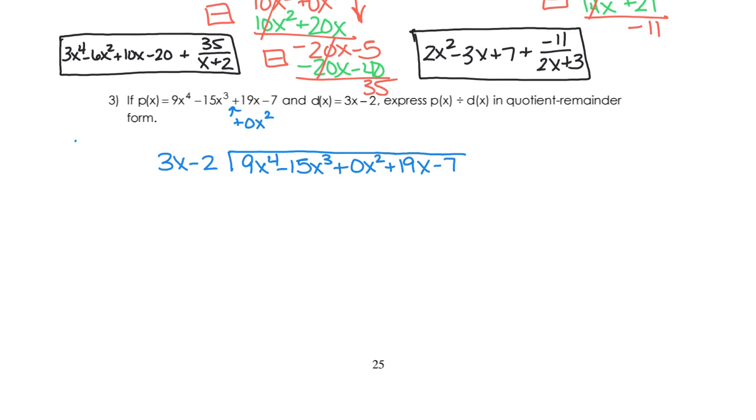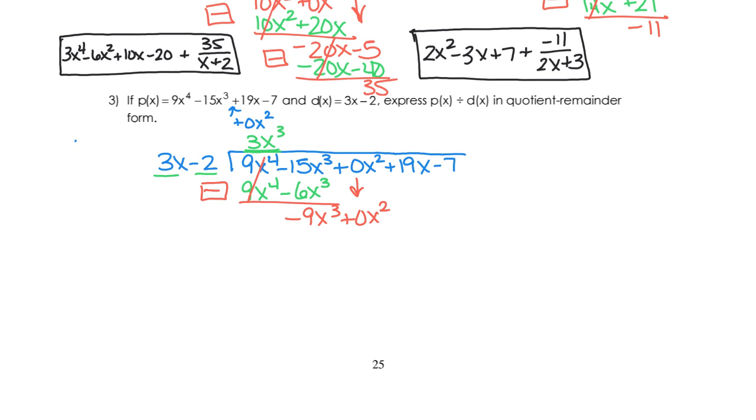All right, guys, up at the top, we're going to need a 3x cubed. So that 3x cubed times 3x is 9x to the 4th. 3x cubed times negative 2 is negative 6x cubed. We'll go ahead and do our subtraction. First set of terms cancel. Negative 15 minus a negative 6 is negative 15 plus 6, which is negative 9x cubed. We'll bring down our placeholder.